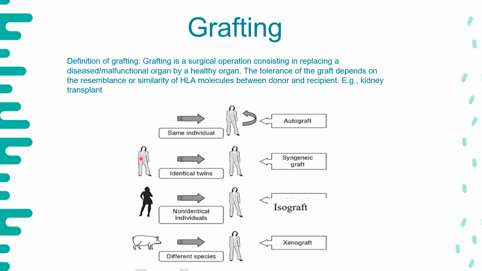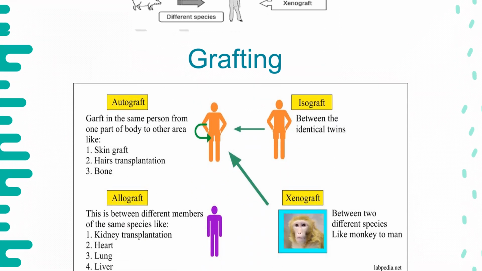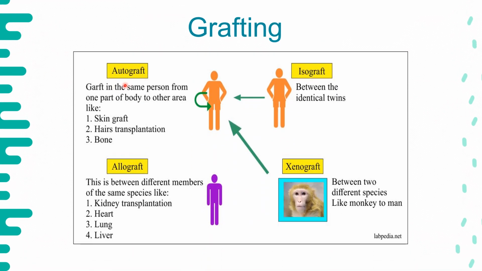Let's take a closer look here. Grafting can occur within the same individual, between identical twins, between non-identical individuals, and between different species. So we have the autograft. It's a graft in the same person from one part of the body to another area, like the skin graft. We have the isograft. It is between identical twins.